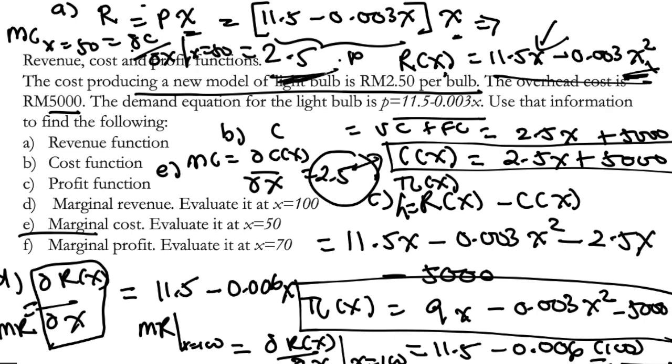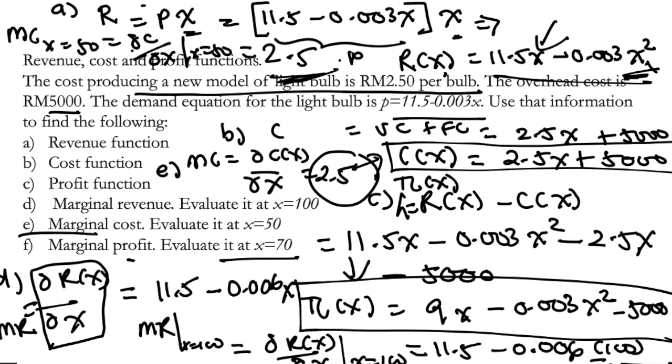That's it. Okay. What about marginal profit? Can you do it on your own? That means this is the profit function. Marginal profit is the slope of profit function. It is the derivative of profit function with respect to x. I want you to find it yourself and then evaluate it at x equivalent to 70. Okay, so I hope you can answer question F, yeah?